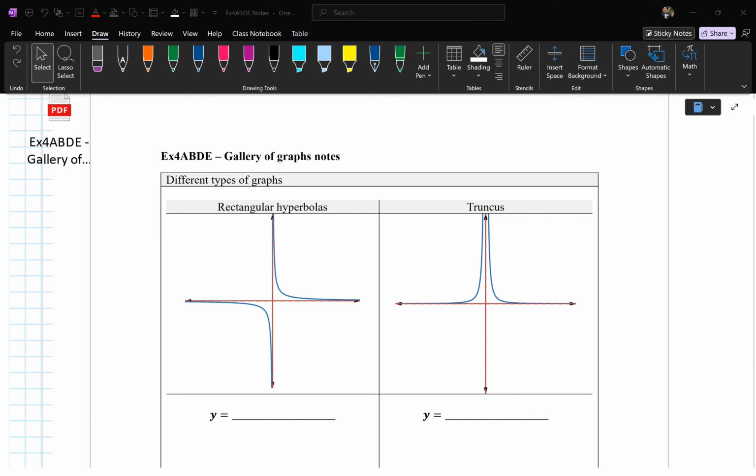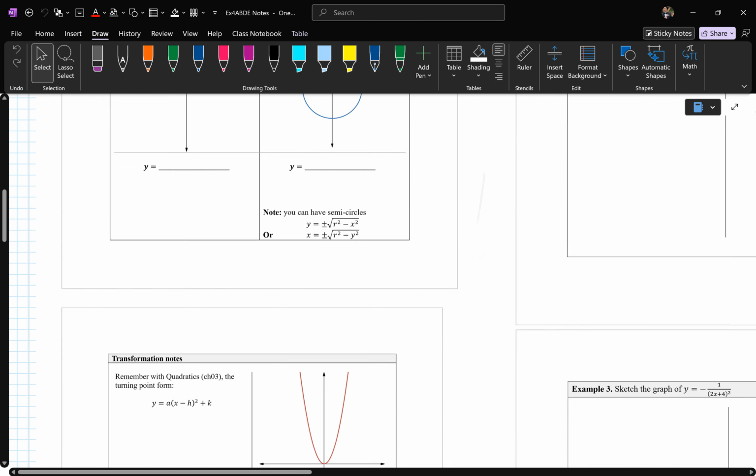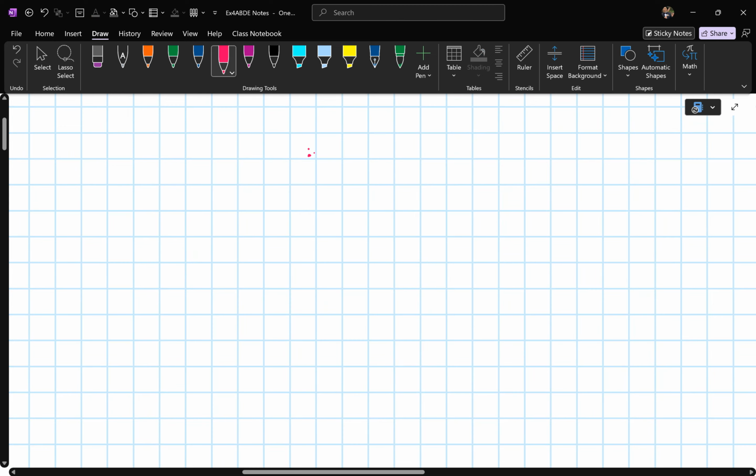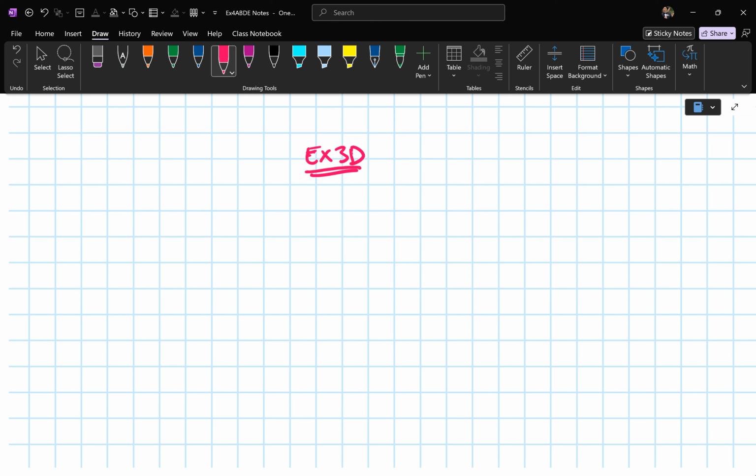Here we go. Exercise A, B, D, E are all the same type of skill, and it's exactly the same skill as this. Now I'm just going to find a little bit of space. You don't have to write this down. Do you know when I taught you exercise 3D? So key, if you haven't done that, you should have done it already. But 3D, I showed you this.